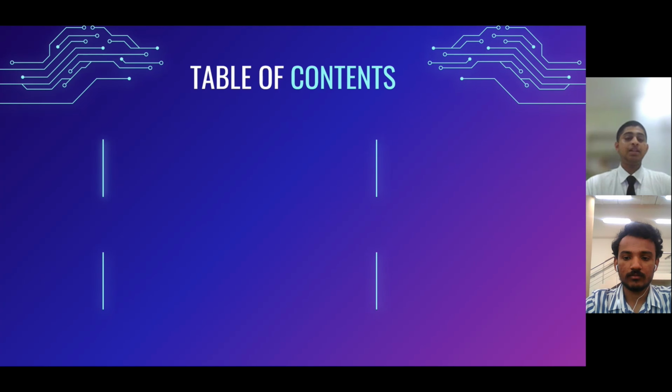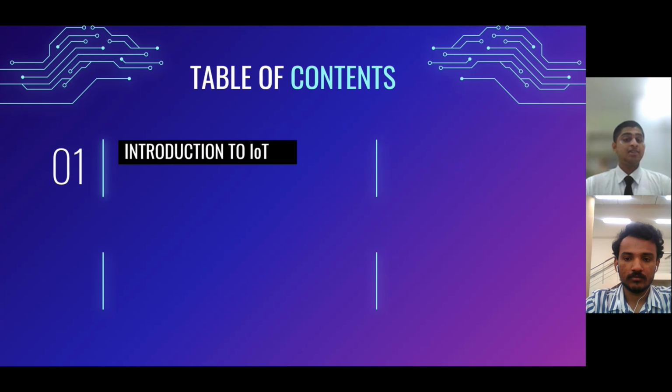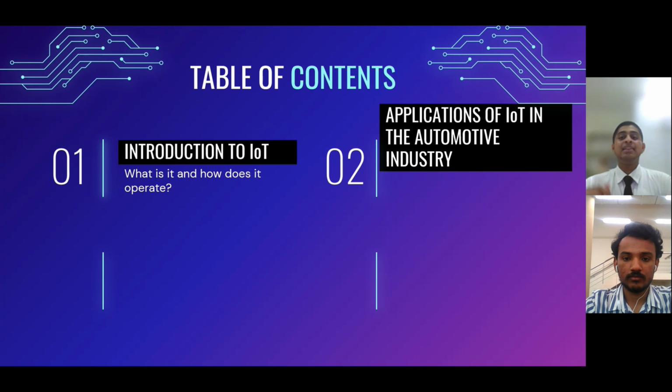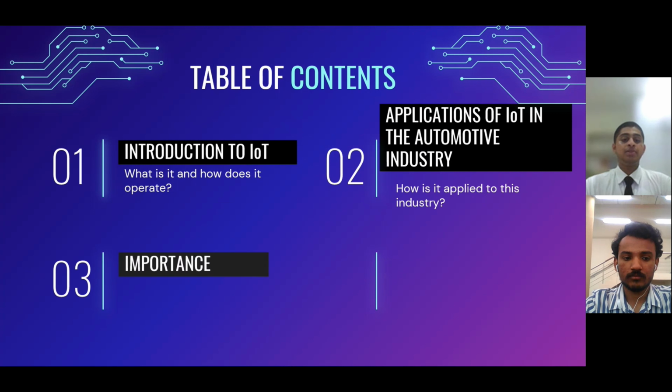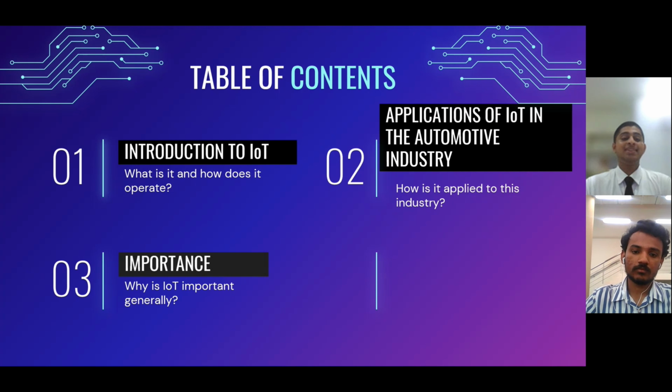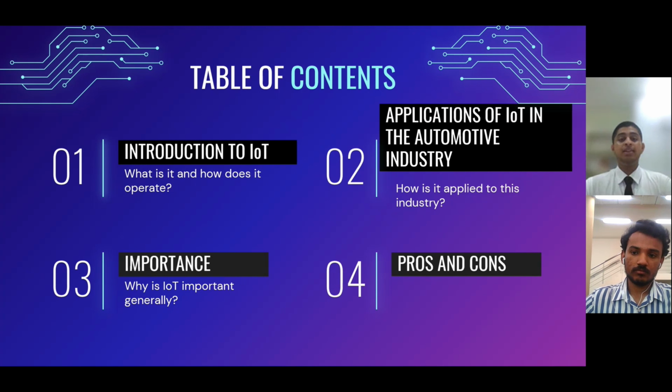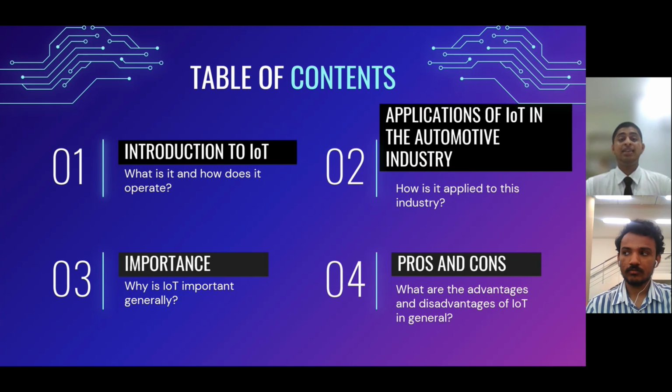In these slides, we will cover mostly, firstly, the introduction to IoT. What is IoT and how does IoT operate? Secondly, the applications of IoT in the automotive industry. How is IoT applied to this industry? Moving on to the importance of IoT. Why is IoT important in general? And finally, the pros and cons, or the advantages and disadvantages of IoT in general.